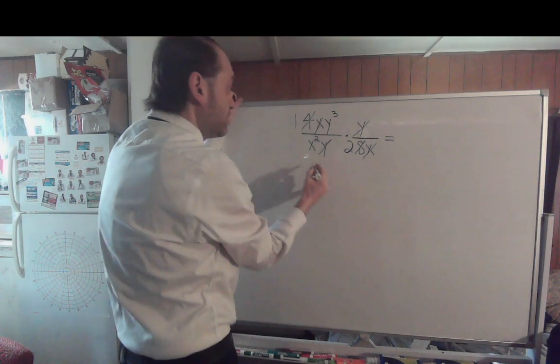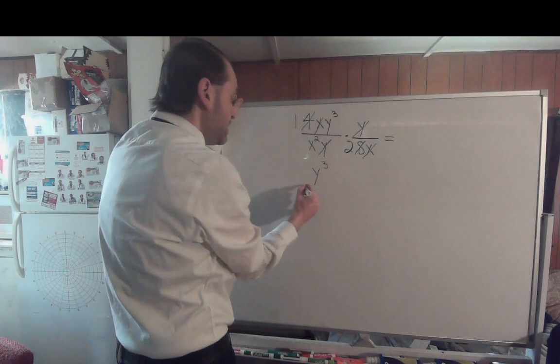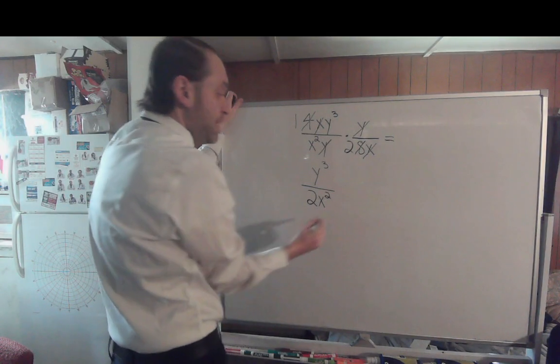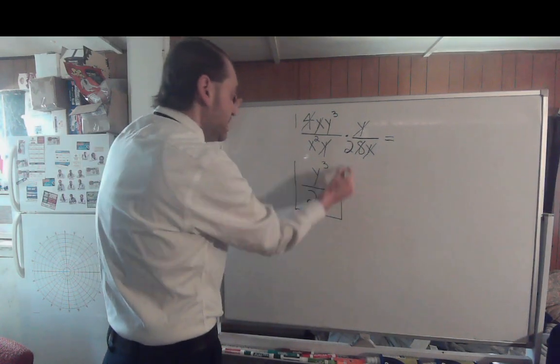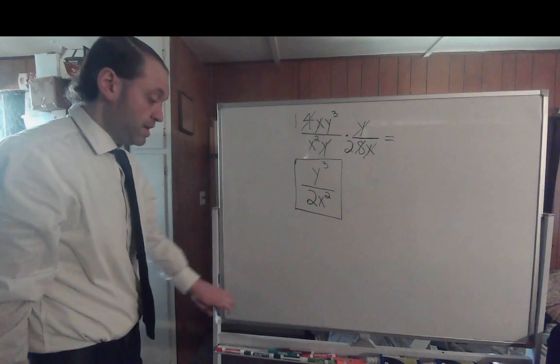So what you would literally be left with is y to the third divided by 2x squared. And that would be the best you could do to simplify this. You would end up with y to the third divided by 2x squared.